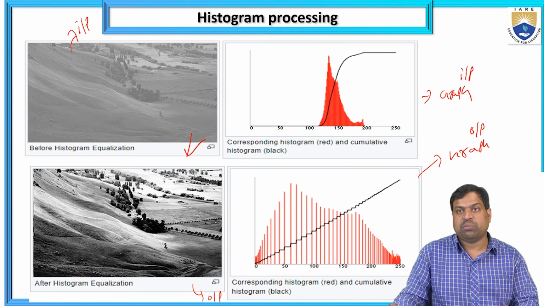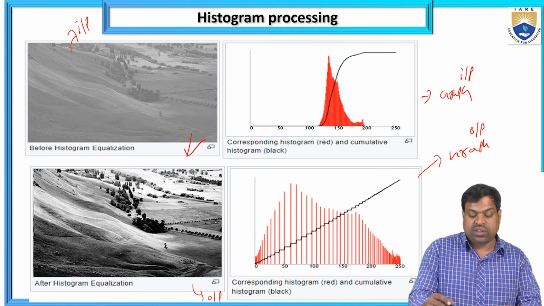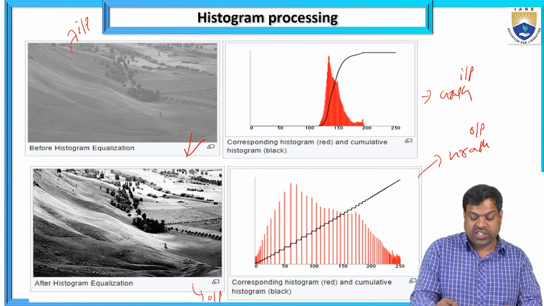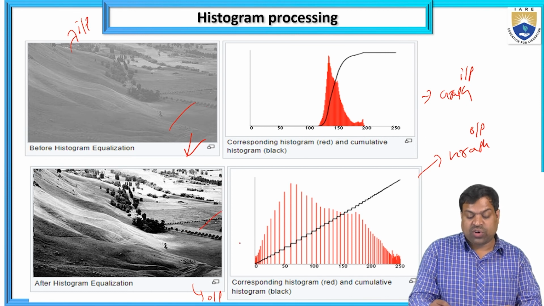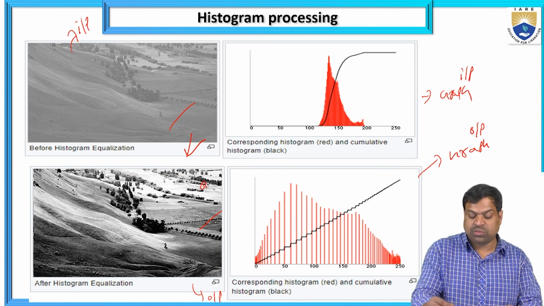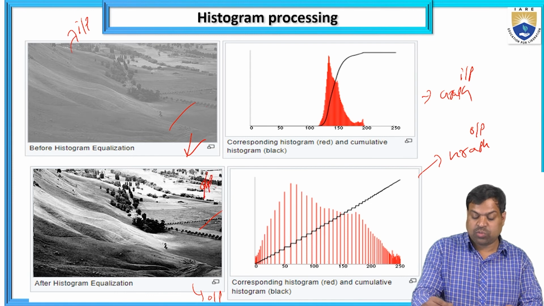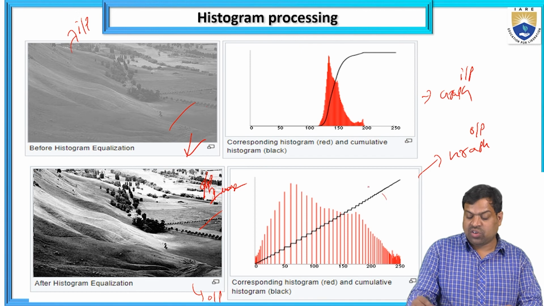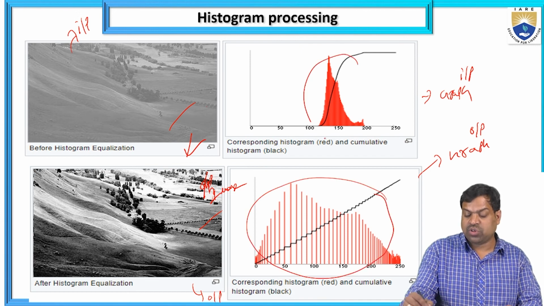Here is a sample example of the input image before histogram processing and after histogram processing. What is the difference? Here the contrast is high, so we have to change the contrast levels. So we changed it. This is the original image and the output image. This is the graph of the output, and this is the input graph.